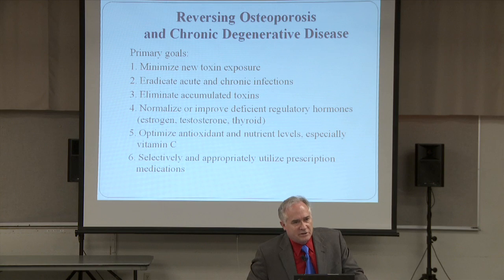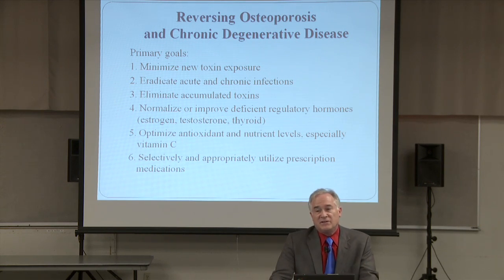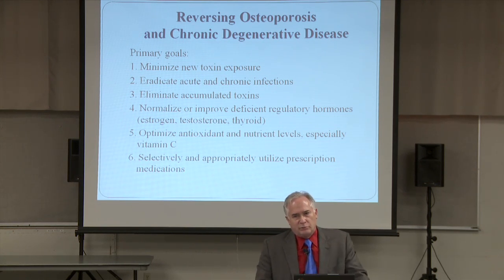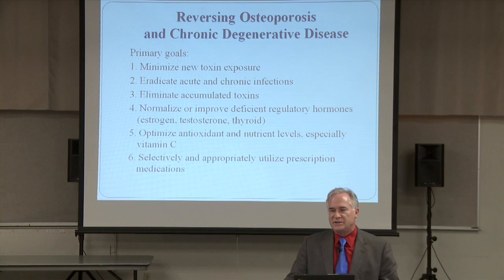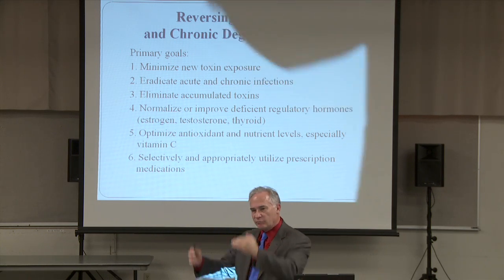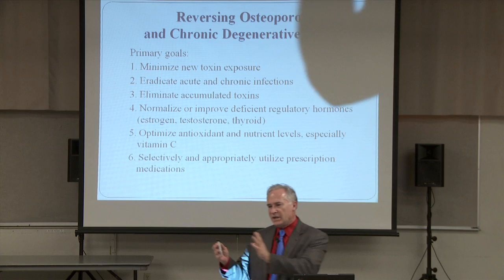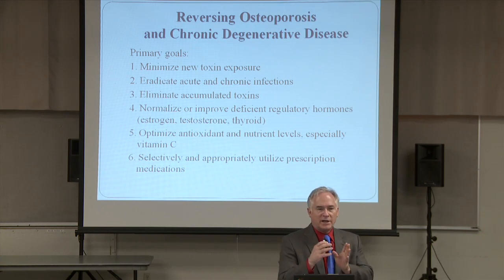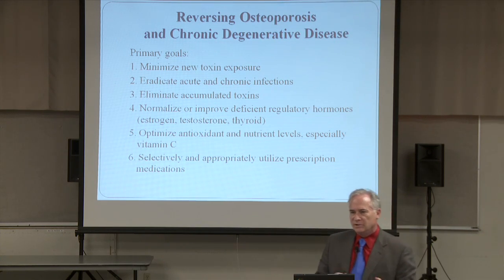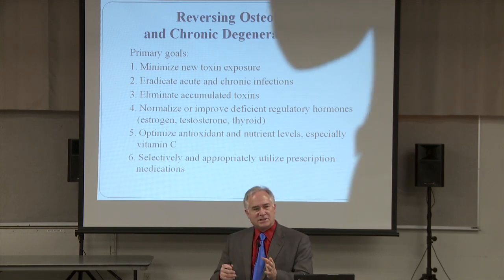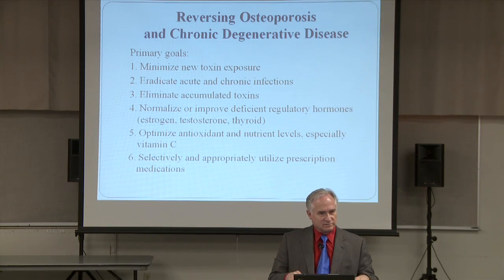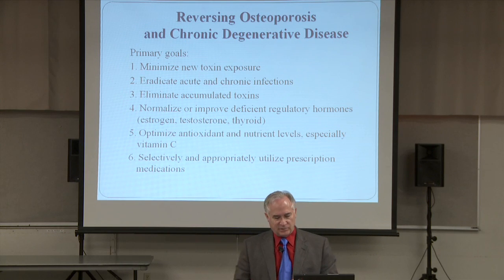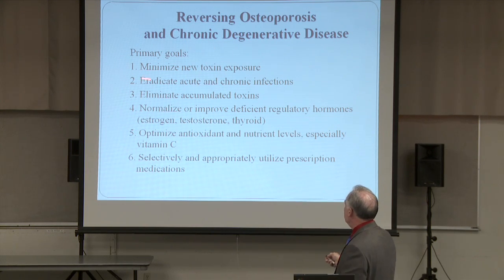these are what I consider to be the primary, if not effectively the only, but certainly the primary goals that allow you to reverse osteoporosis and chronic degenerative disease. And let me be specific. I'm talking about reversing atherosclerosis, making narrowed arteries go in a normal direction, making pre-malignant cells go back into a normal state, making arthritis lessen, okay? The biggies are the top two.